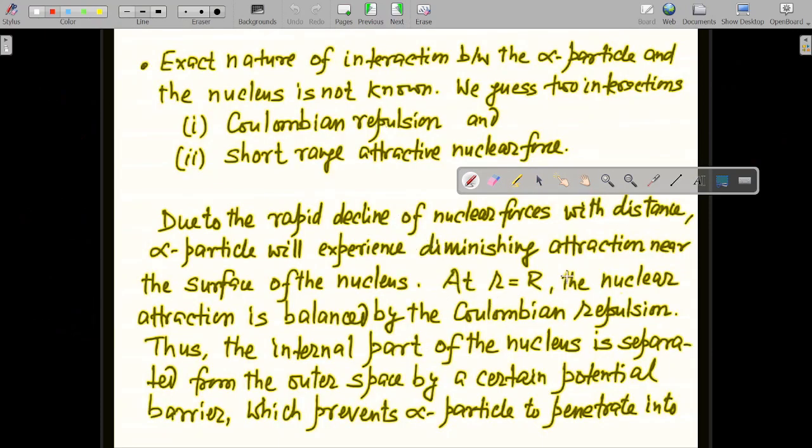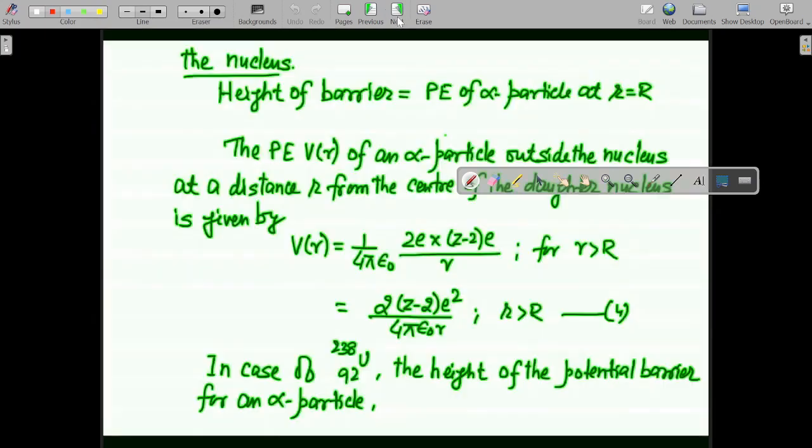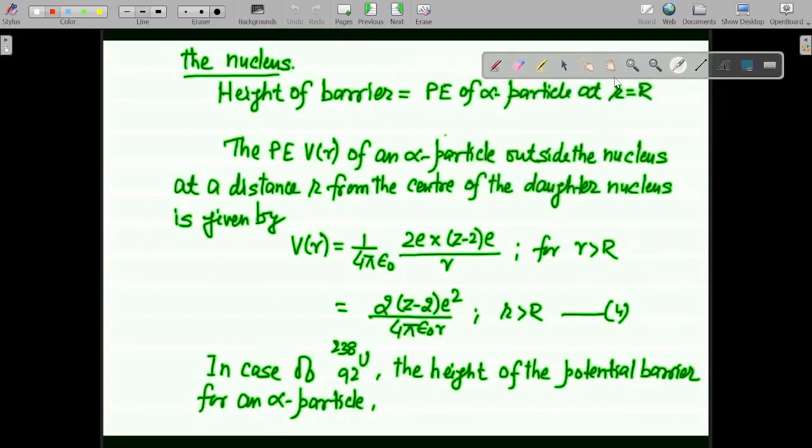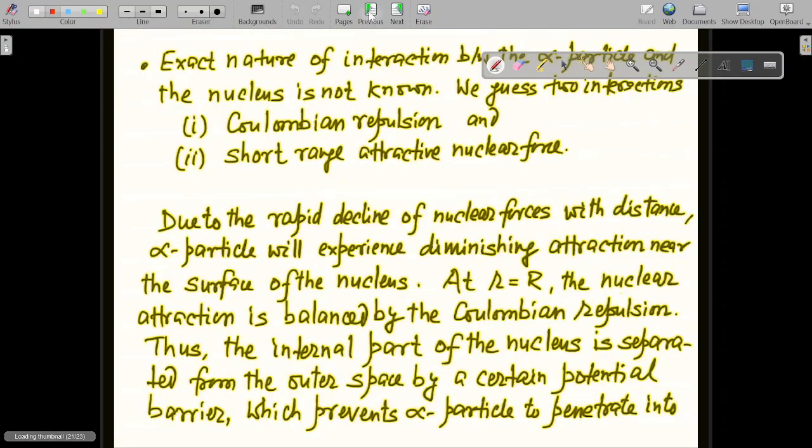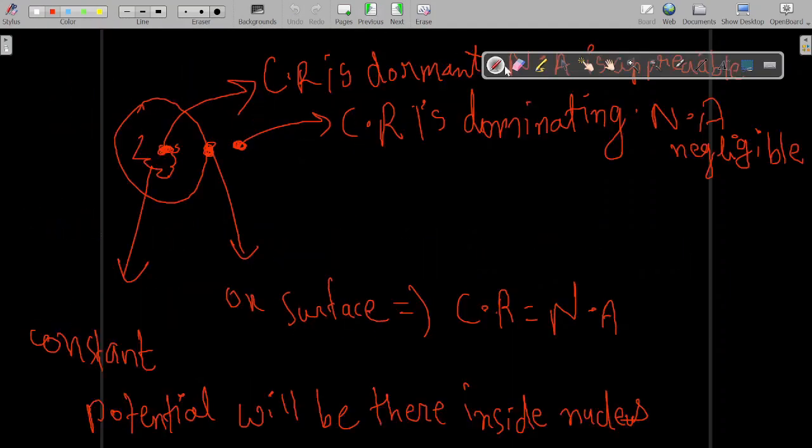The internal part of the nucleus is separated from the outer space by a certain potential barrier which prevents the alpha particle from penetrating the nucleus. So the alpha particle could not penetrate the nucleus because there was Coulombic repulsion creating the barrier. The height of the barrier is equal to the potential energy of the alpha particle at the surface, at r equal to R. So minimum this much energy is needed. When we provide minimum this much energy, the alpha particle reaches here.